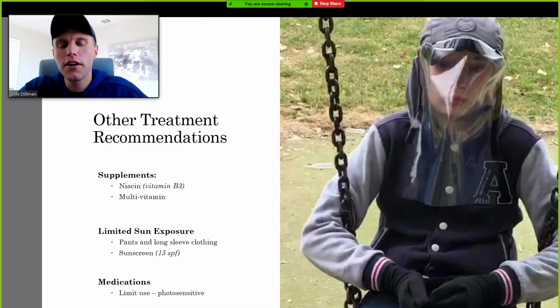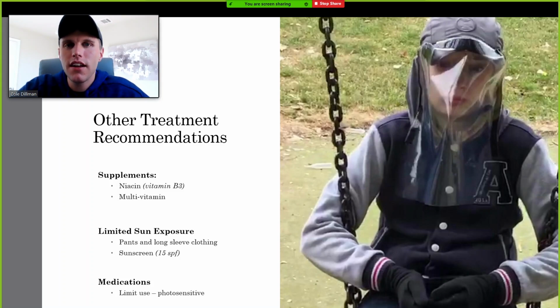Now, other treatment recommendations for people with Hartnup disease are supplements such as niacin or vitamin B3 and a general multivitamin. They are encouraged to limit their sun exposure, but sometimes that's not always possible. So when they do go out in the sun, it is highly recommended that they wear pants or long sleeve clothing, anything that can cover up as much of the skin as possible. And then any exposed area of the body, they should always have sunscreen on.